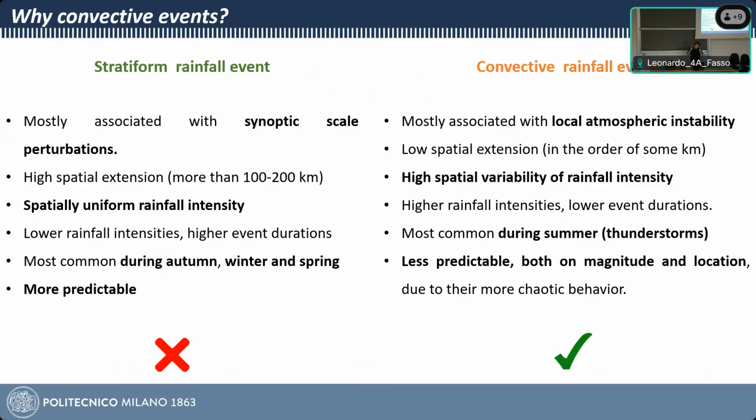Those are events that are very concentrated in space, and so basically, if my meteorological forecast predicts the convective rainfall event, slightly misplacing it by a few kilometers for a small basin, this can be the difference between predicting a flood or predicting nothing at all. So this is why we selected only convective rainfalls.